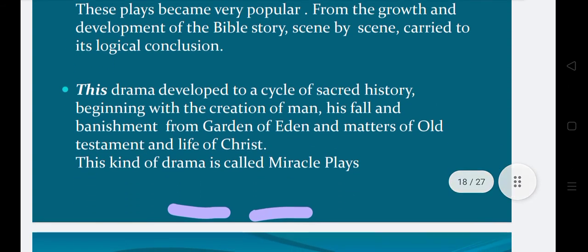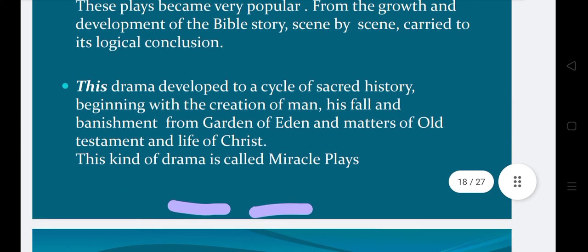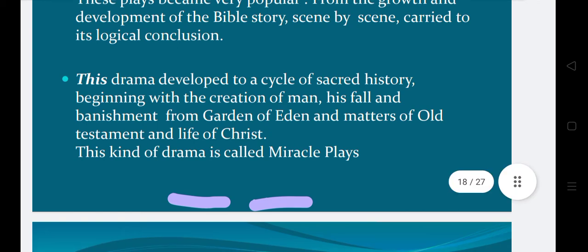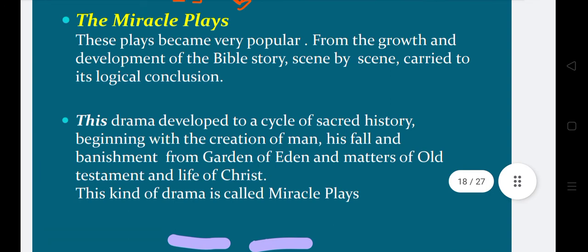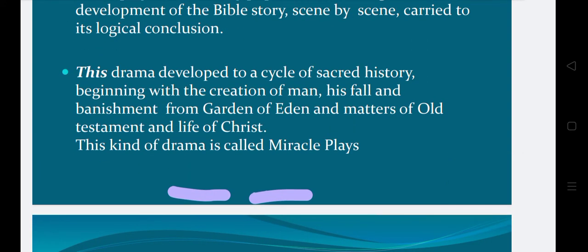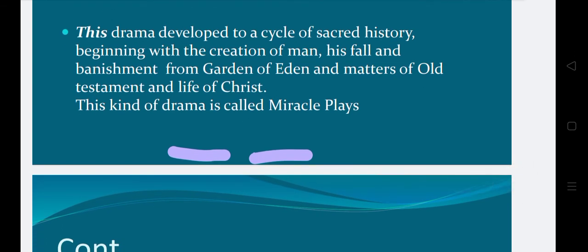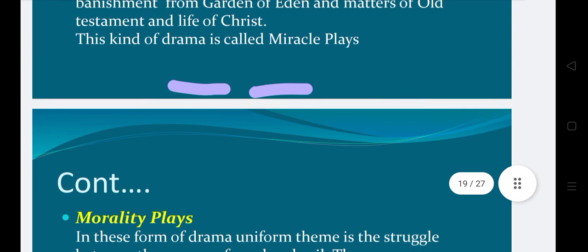Another important play is the miracle play. This drama develops a cycle of sacred history, beginning with the creation of man, his fall, and banishment. All of these are stories from the Bible, for example the fall of man and the creation of man. And another important form is the miracle play, in which the writers use allegory to tell a story of man's life and afterlife, and it uses allegories and symbolism as well. So these are miracle plays.